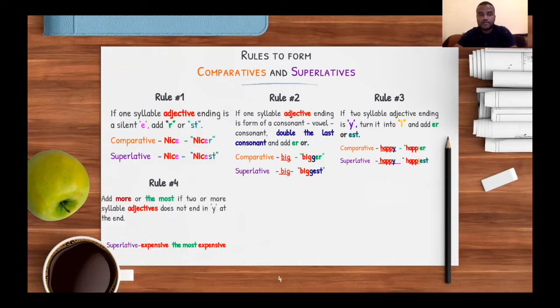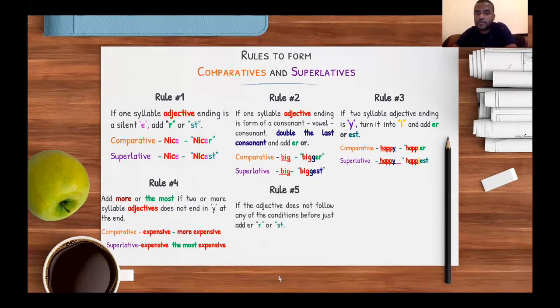We also have more and most. We use more or the most in the comparative and superlative when we have long adjectives like expensive, beautiful, important, etc. If you want to make the comparative of a long adjective like expensive, we use more: more expensive than. In the superlative we say the most expensive.